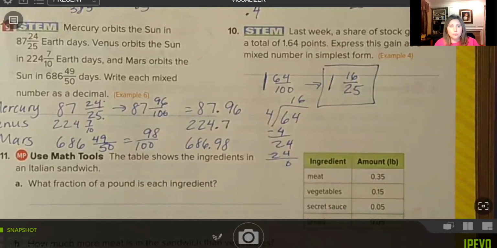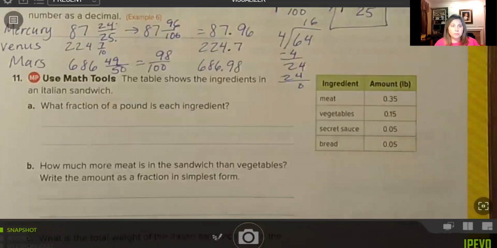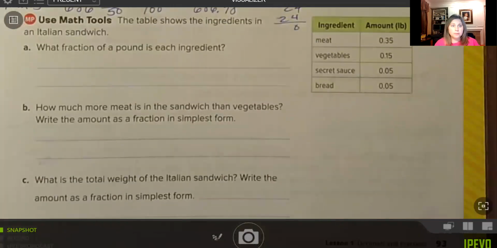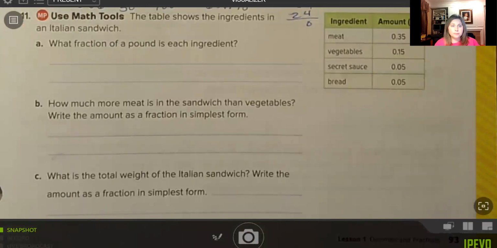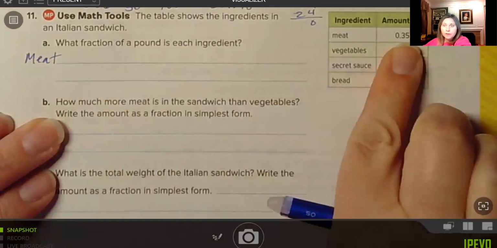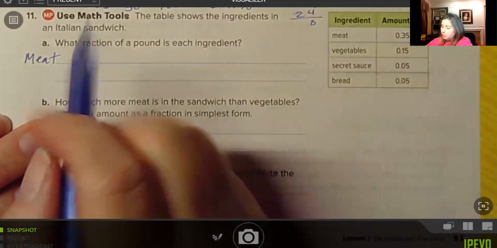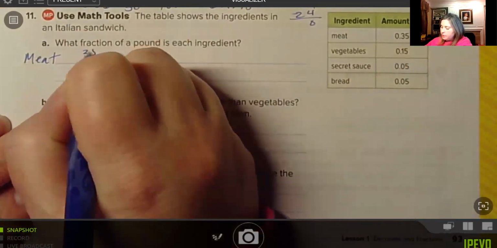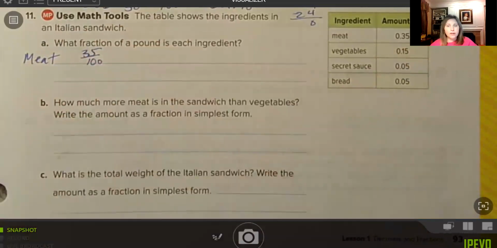Let's scroll down. The table shows the ingredients in an Italian sandwich. What fraction of a pound is each ingredient? So meat is 35 hundredths. And we'll go ahead and write the 35 hundredths as a fraction and then write it in simplest form. So 35 hundredths.